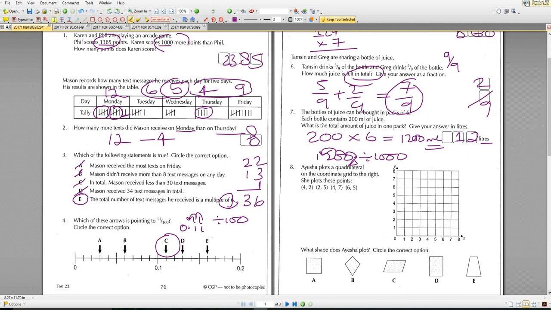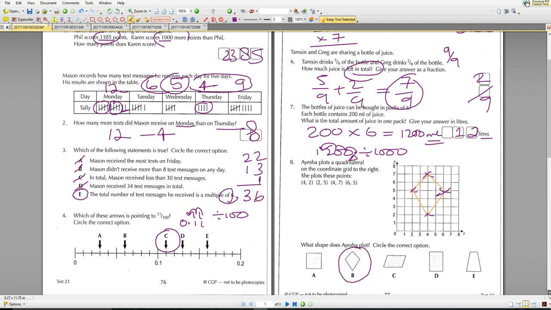Question number 8. Aisha plots a quadrilateral on the coordinate grid to the right. She plots these points. Okay, so let's plot them. So we have 4, 2 over here. So we have 2, 5 over here. We have 4, 7 which is up here, and then we have 6, 5. So what shape does Aisha plot? She's definitely plotting this shape here. Let's move on to the next question.